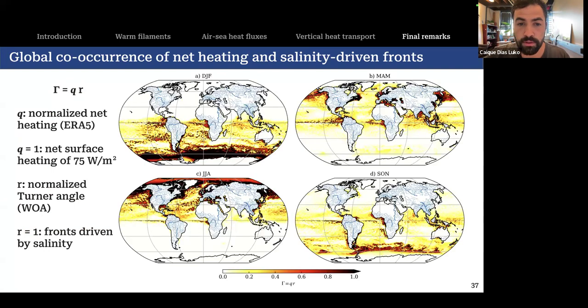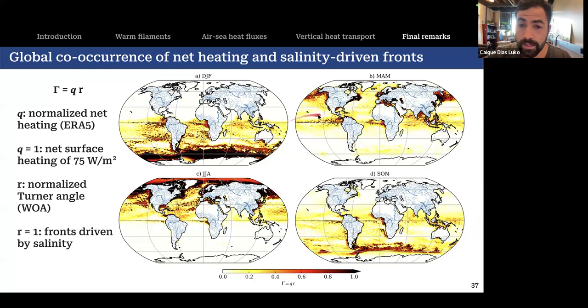And what we see is that there are several different places across the globe where we have candidates for these filaments to happen. Mostly river plumes like the Congo River plume, the La Plata River plume, the Mississippi, the Bay of Bengal. These are all candidates for this process to happen, but also polar oceans, especially austral summer and boreal summer. These are times when we have more ice melt and more salinity fronts. So these are candidates for this process to happen.